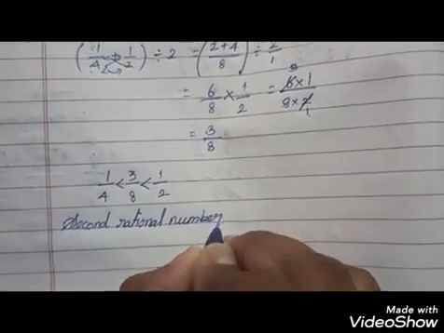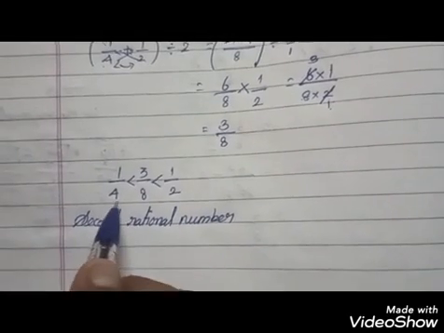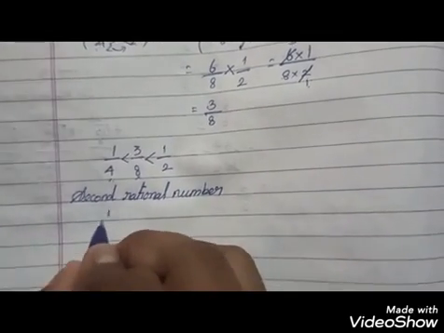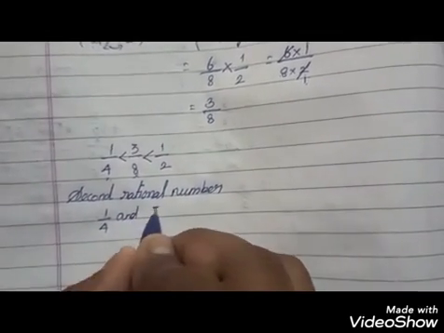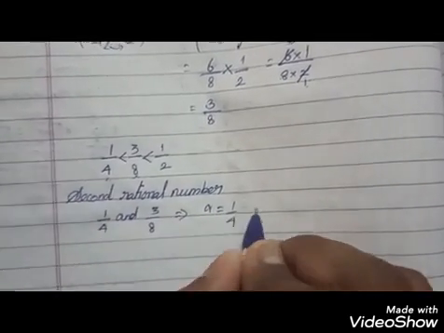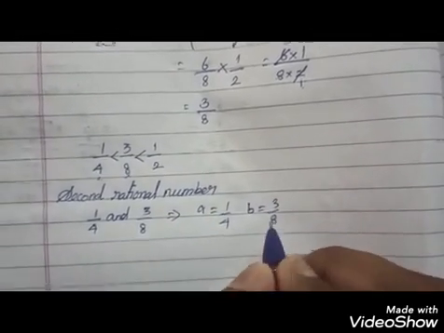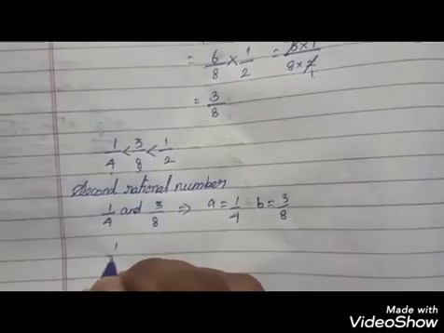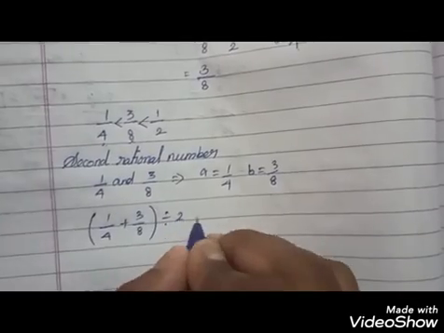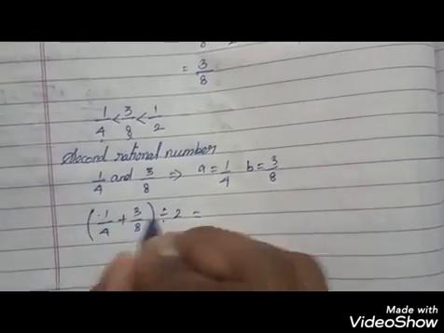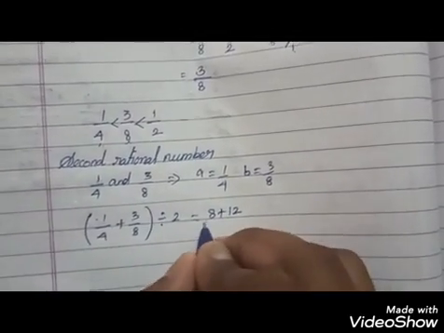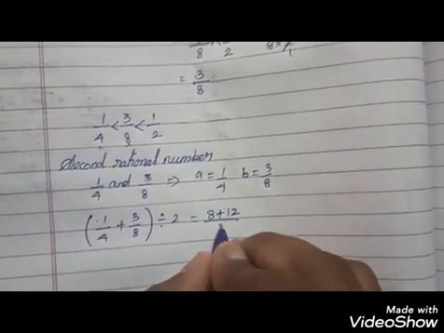Second rational number. For the second rational number you have to take the first two, 1/4 and 3/8, which implies A equal to 1/4, B equal to 3/8. Now directly you apply the formula. 1/4 plus 3/8 divided by 2, which is equal to the same multiplication. 8 ones are 8 plus 4 threes are 12, divided by 4 eights are 32.